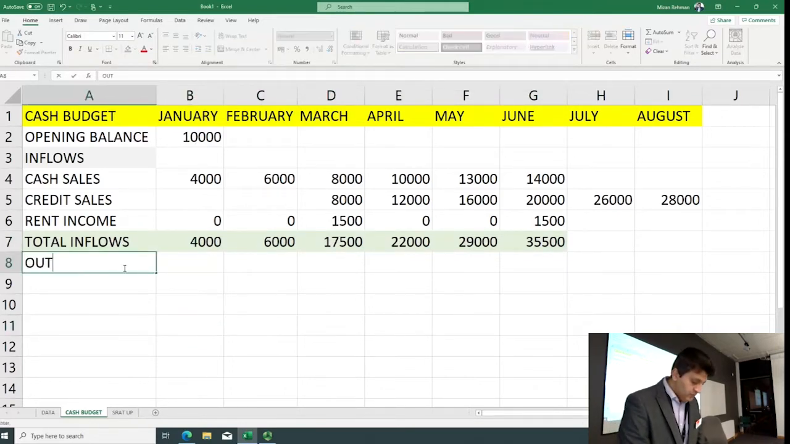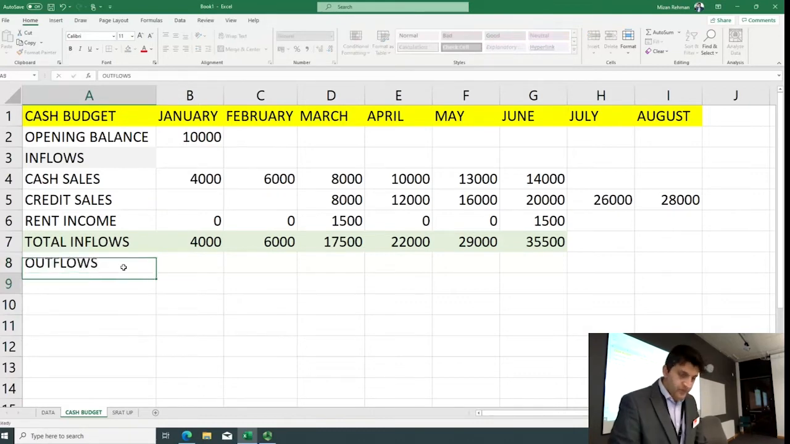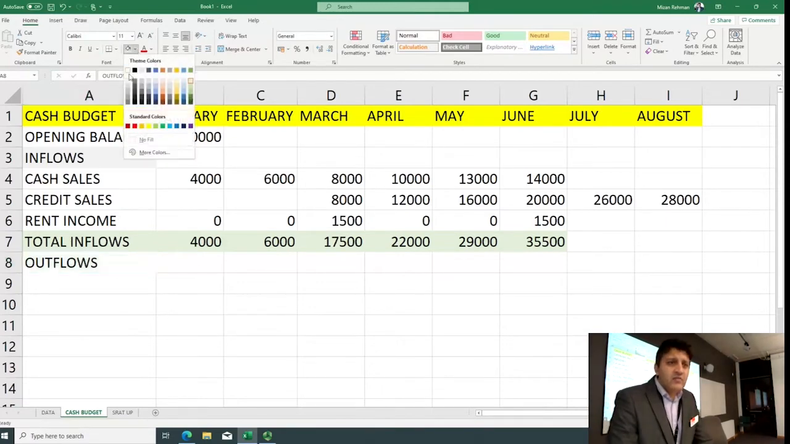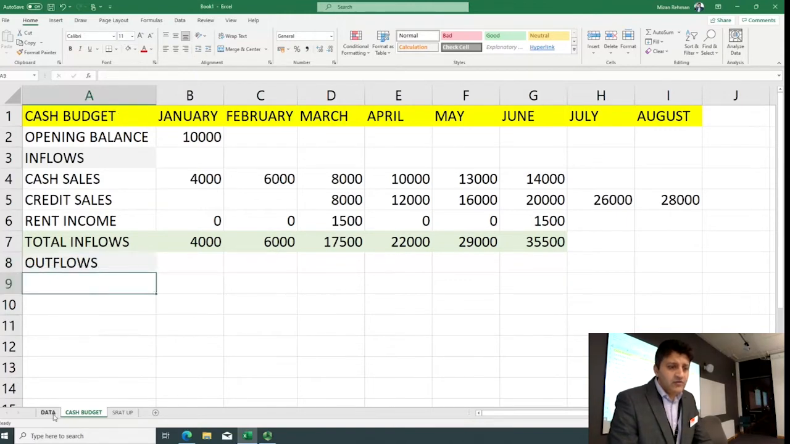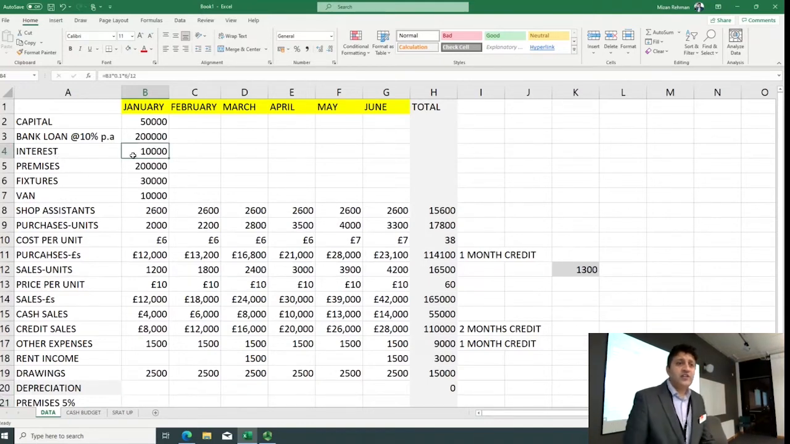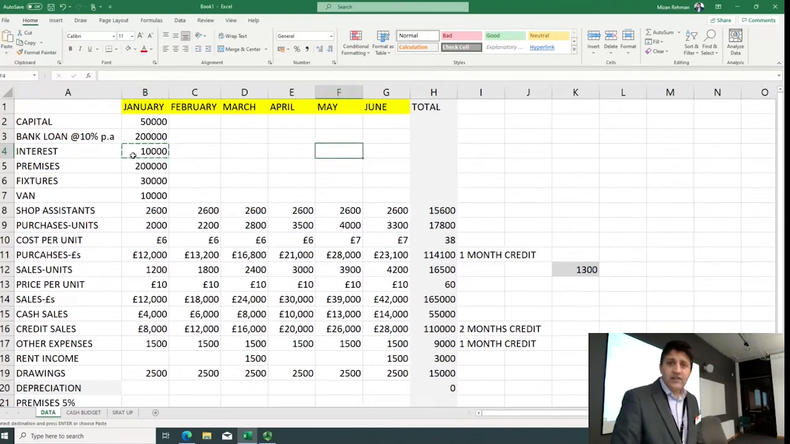Outflows. Heading is your choice, it's not compulsory. You can ignore headings if you like. Okay, the first inflow, if I go from the top, except our capital investment, the first inflow is our interest payment. However, this is happening in June, so let's fix that bit.